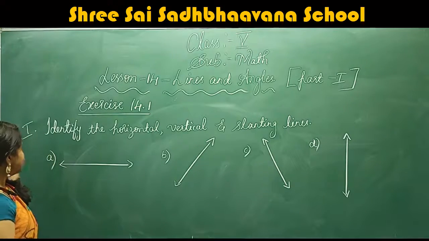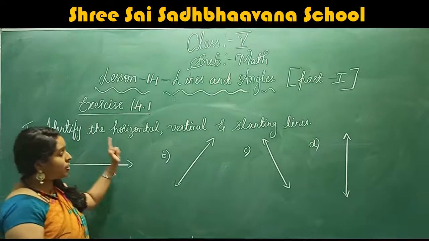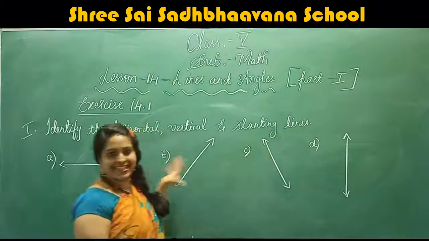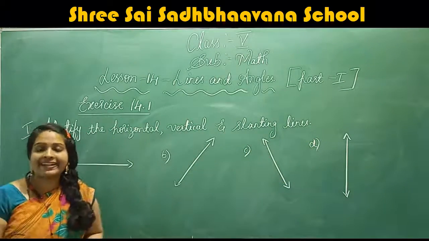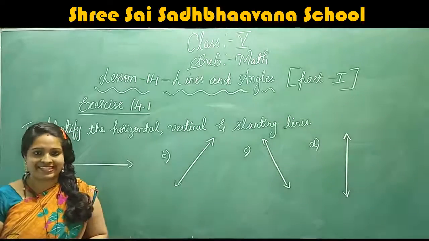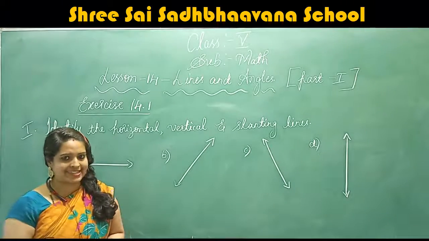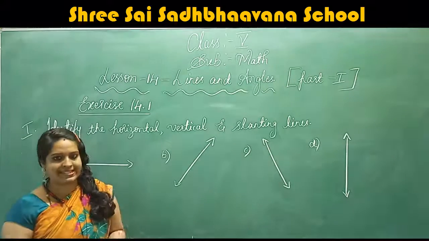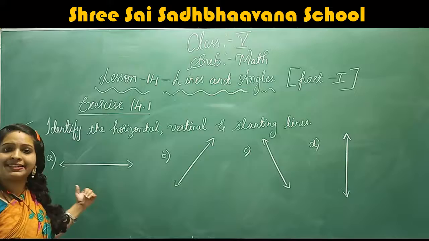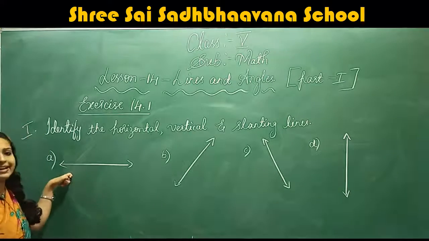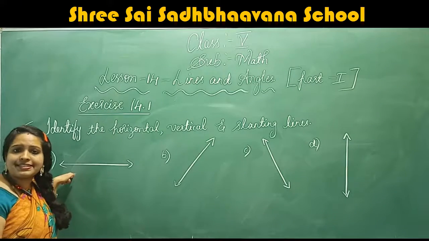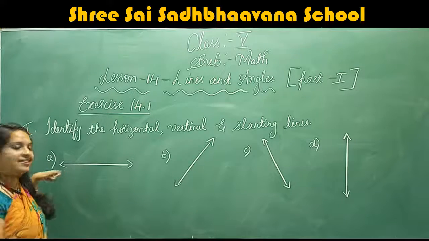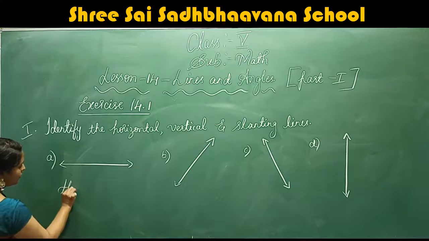Children, now let us discuss exercise 14.1. Look at the first question: identify the horizontal, vertical and slanting lines. Here some lines are given, so we have to identify which type of line each is. We already discussed the various types of lines: horizontal, vertical and slanting. Look at the first figure, A. Which type of line is this, children? Yes, this is the horizontal line. So let us write horizontal line.